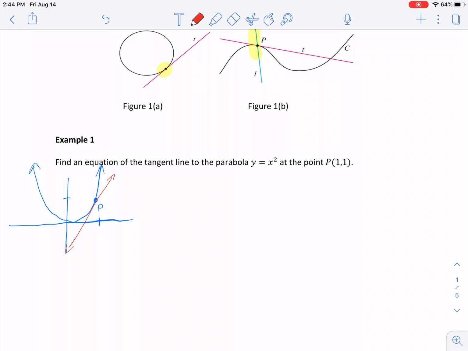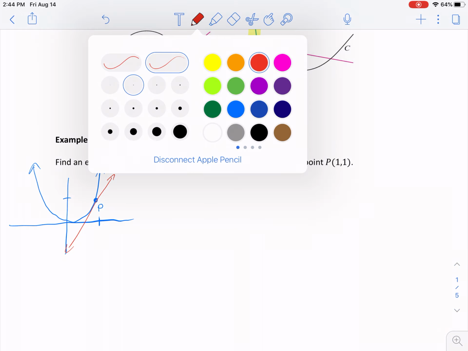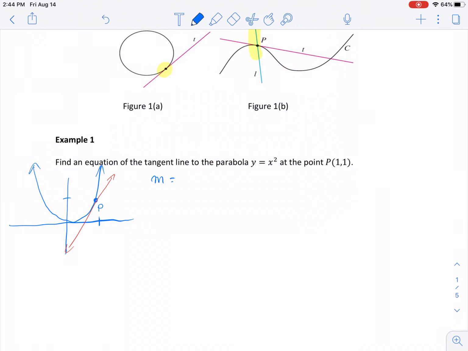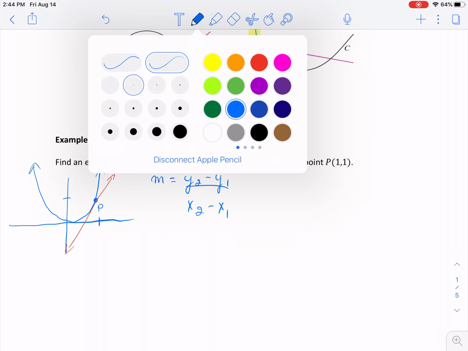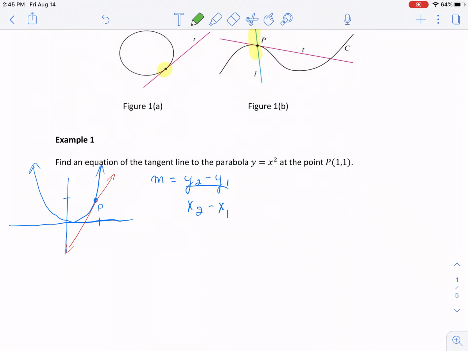Now, if you remember, to find the equation, we need the slope. And the slope is y2 minus y1 over x2 minus x1. So you see, in order to find a slope, you need 2 points. Now, we only have 1 point, so what can we do? We have to look at the secant line. For the secant line, I'm going to have to look at another point. Let's call it Q right here. And this is the secant line.